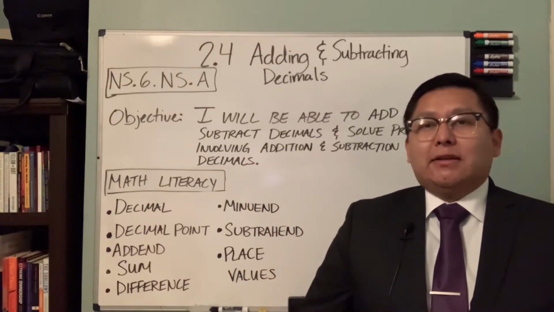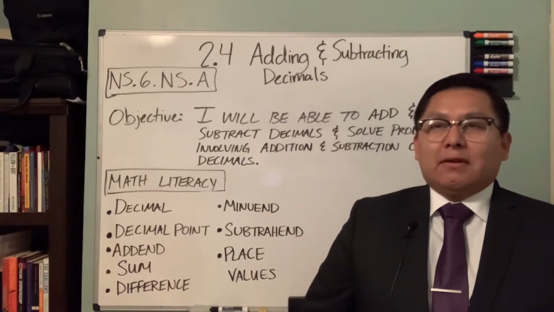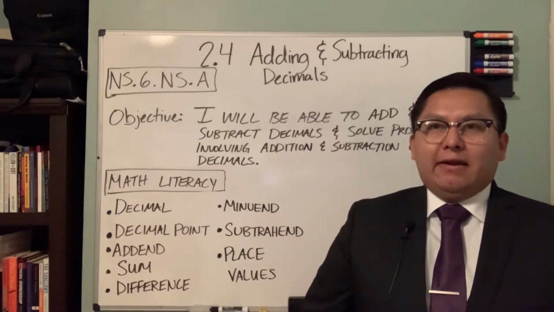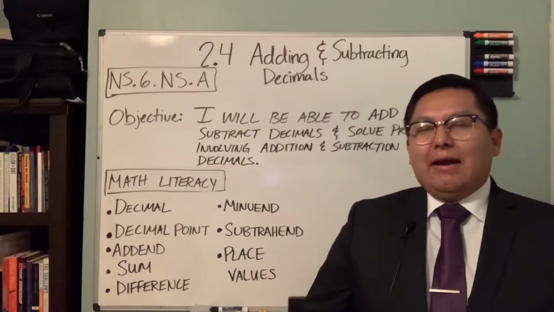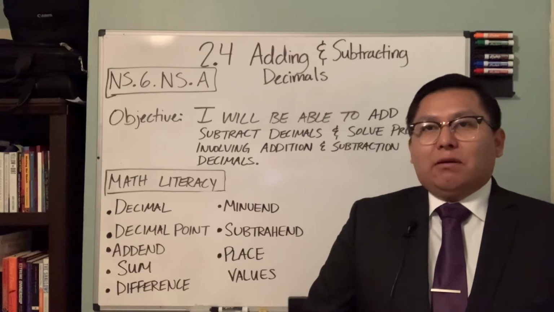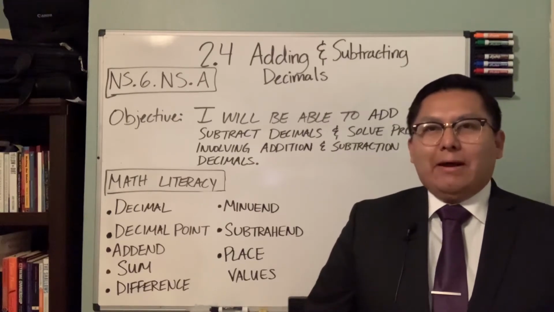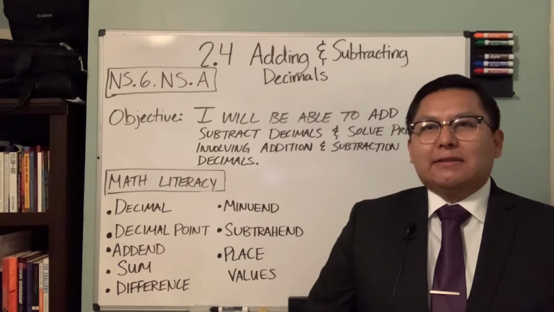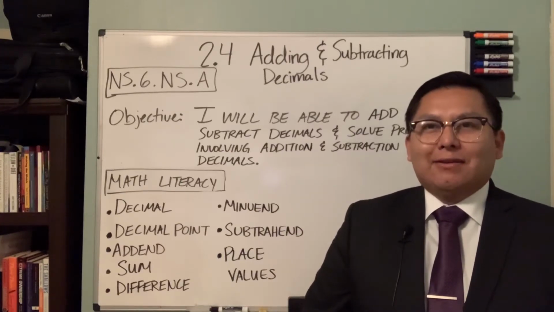So today's lesson is we're going to be working with 2.4, adding and subtracting decimals. Our standard is 6th grade number sense A. And our objective is that by the end of this lesson, you will be able to add and subtract decimals and solve problems involving addition and subtraction of decimals. Our mathematical literacy words are decimal, decimal point, add-ins, sum, difference, minuend, subtrahend, and place values. Let's go ahead and get started.